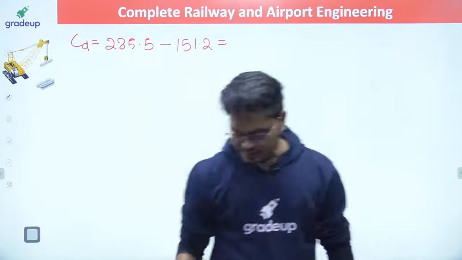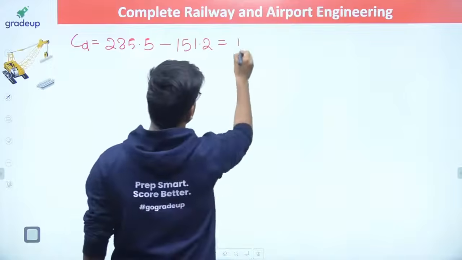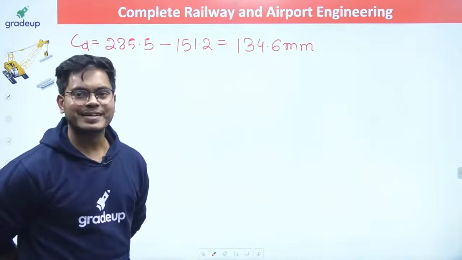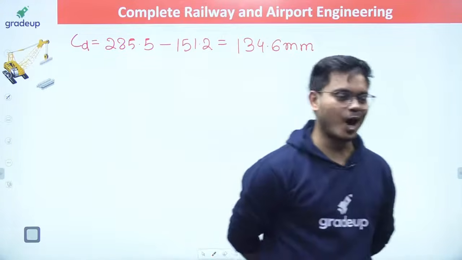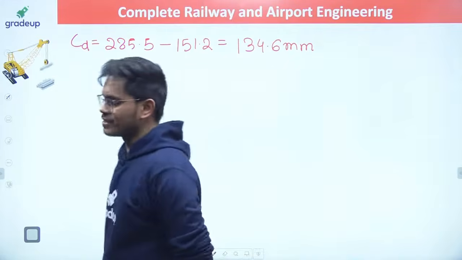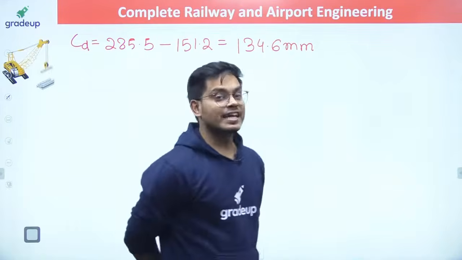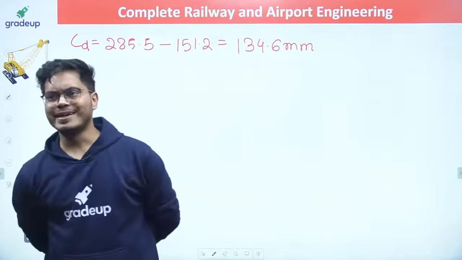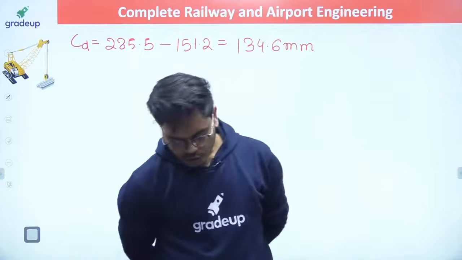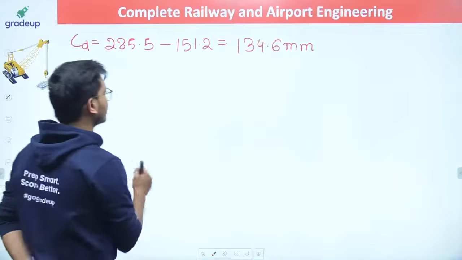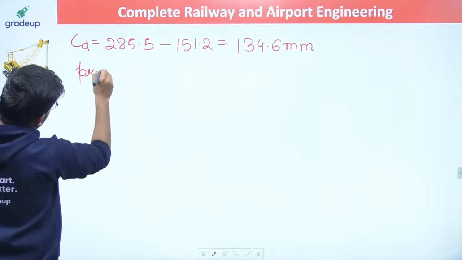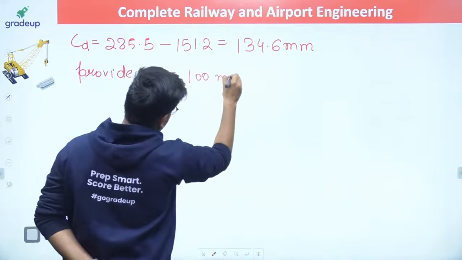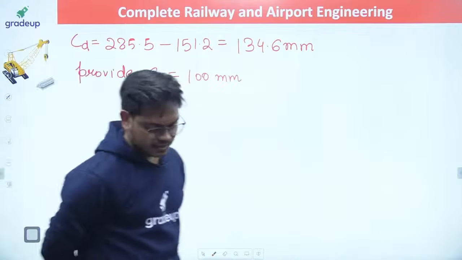The CANT deficiency from here will be 134.6. Is this in the limit, guys? Is the value under the limit? Now we will have fun, guys. It is not under the limit, and I cannot provide CANT deficiency more than the limited value. So I have the CANT deficiency as 100 mm. So provide CD as 100 mm.